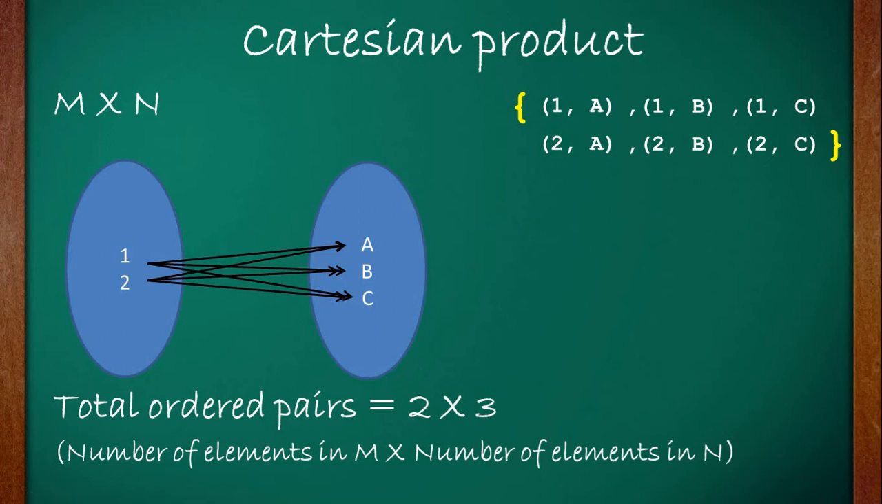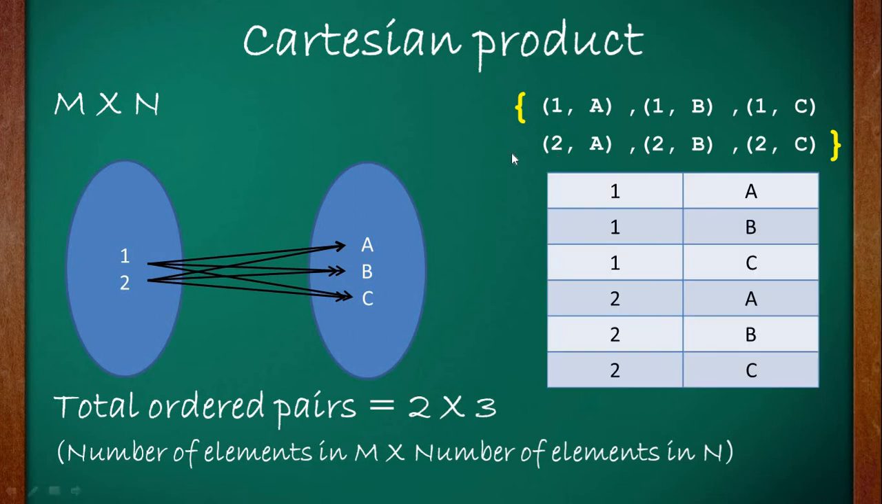Let us see the output of the Cartesian product in the form of a table. The same output which I showed here in the form of a set, I am showing here in the form of a table. Be clear on this concept, as this is the base for us to understand joins in MySQL. Let's move on to MySQL.